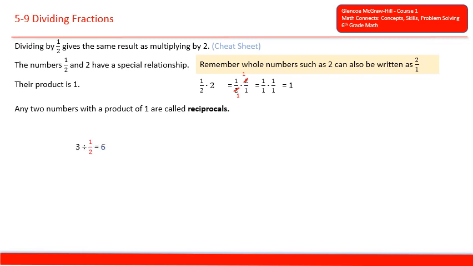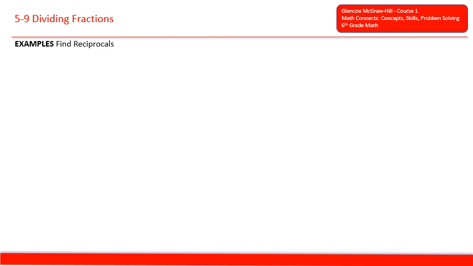So 3 divided by 1/2 equals 6, and 3 times 2 equals 6. 1/2 and 2 are reciprocals, and we get the same result. Find the reciprocal of 5. Since 5 times 1/5 equals 1, the reciprocal of 5 is 1/5.